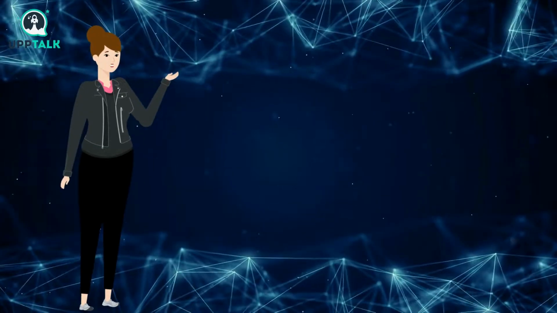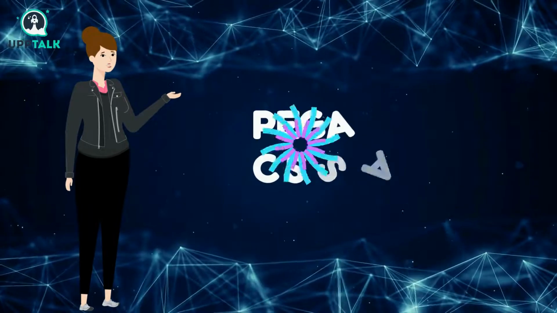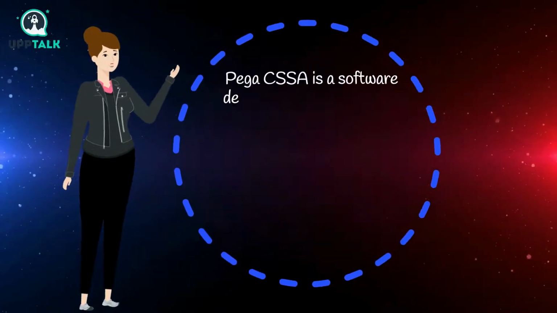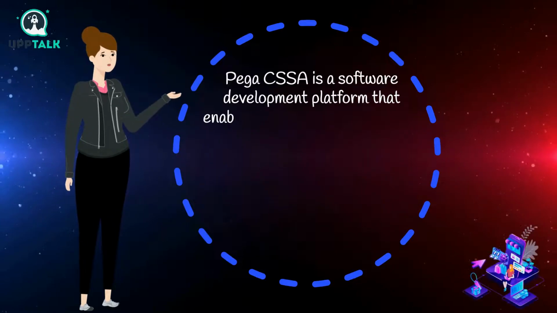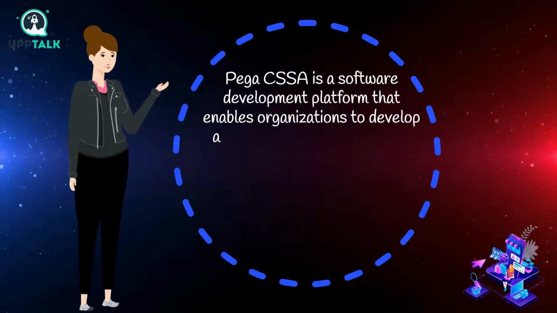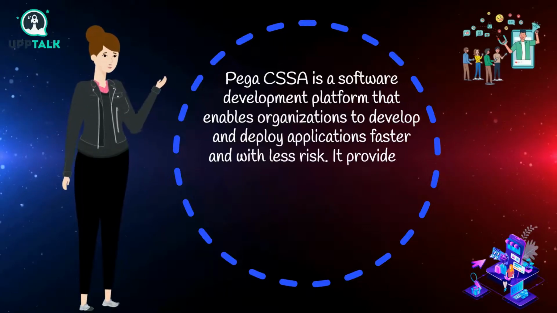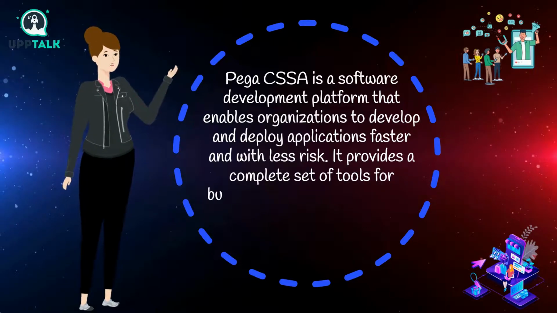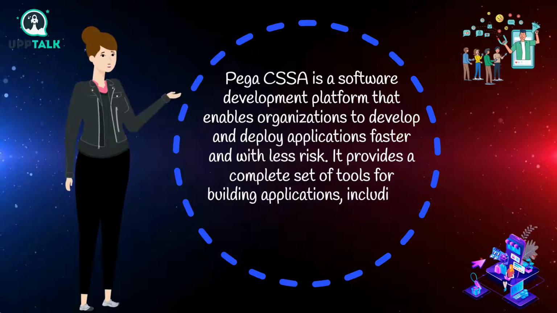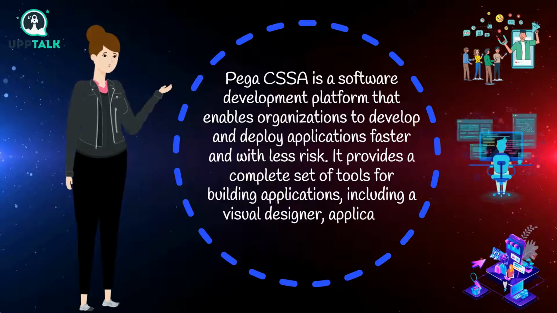This tutorial video is about Pega CSSA. Pega CSSA is a software development platform that enables organizations to develop and deploy applications faster and with less risk. It provides a complete set of tools for building applications, including a visual designer, application server, and runtime environment.